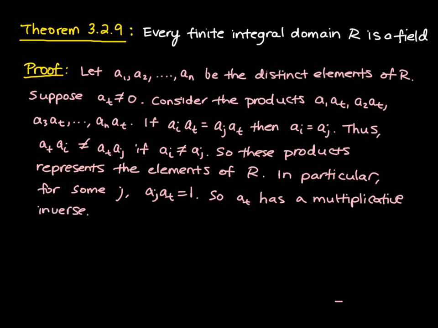But A sub t was arbitrary, and we could go through every single element of the ring and get this result, except for the 0 element. And so we've shown that R is a field.